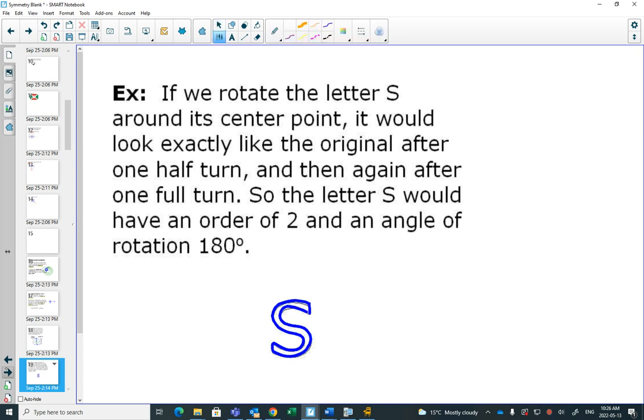Then you choose where you think the center is. This looks like the center. Then you take your piece of paper and rotate it and see if it matches up. So I take it, bing, look at that, matches up there, and then back to where I started from. So this one, what can we say? We can say it has an order of 2 because it matched up at the bottom and then matched up all the way around. And the angle of rotation then is 360 divided by 2, which is 180 degrees.